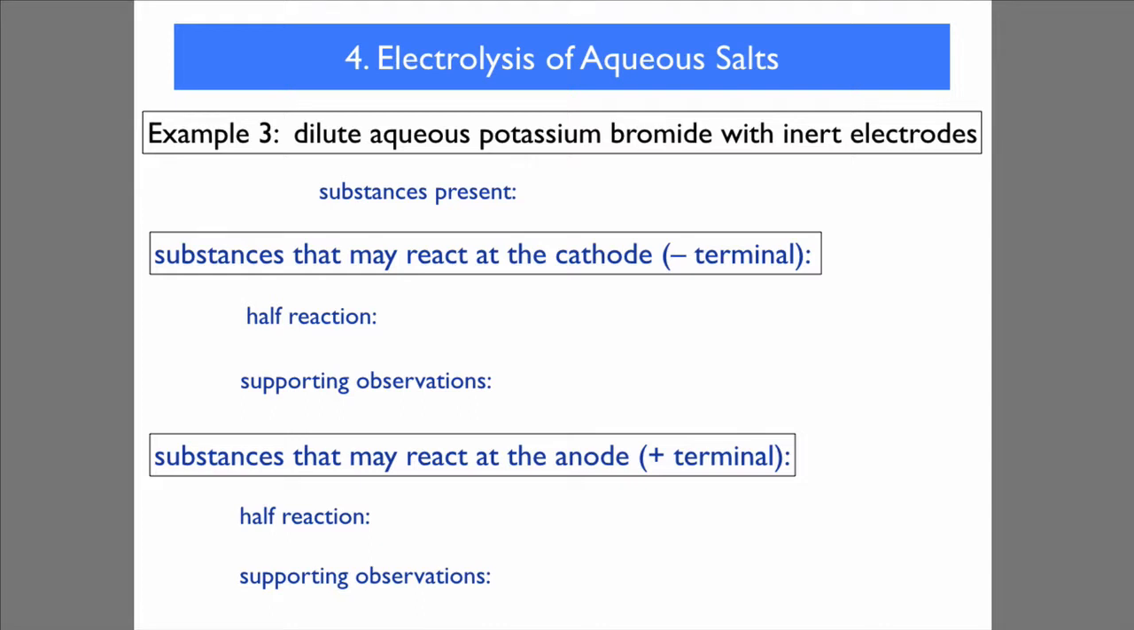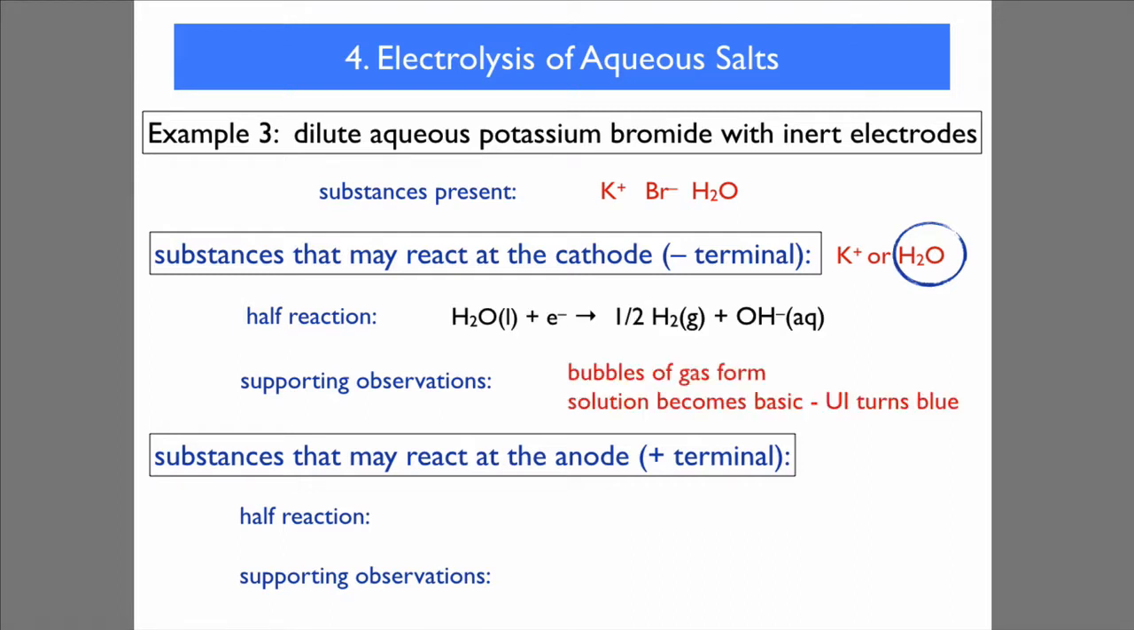What about potassium bromide? So we've got potassium ions, bromide ions and water. The substances that may react at the cathode are going to be the potassium ion or the water. Quick check of the table to see which one will. It's going to be the water. So we're going to get bubbles of gas and it's going to become basic. And this time, the substances that may react at the anode, well, we've got bromide ions or water. Which one will it be? This time it's going to be the bromide. And so bromide ions are going to form bromine, a diatomic molecule. And supporting evidence, well, we're going to get a yellowish brown liquid forming because of that bromine.